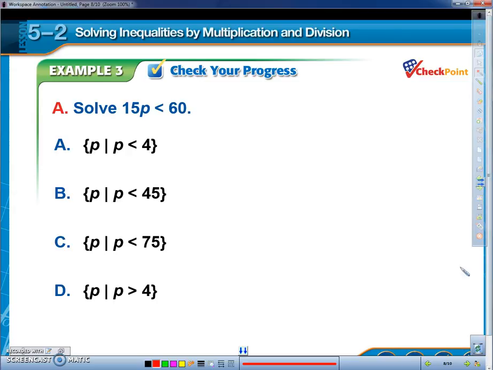Okay, I'm going to let you figure this one out. You've got 3 seconds to pause the video and then circle your answer. Ready, set, go.